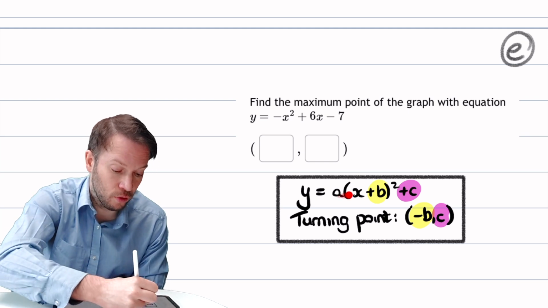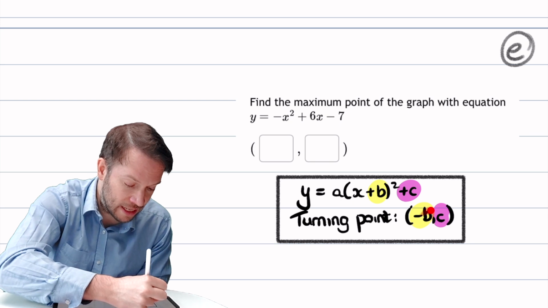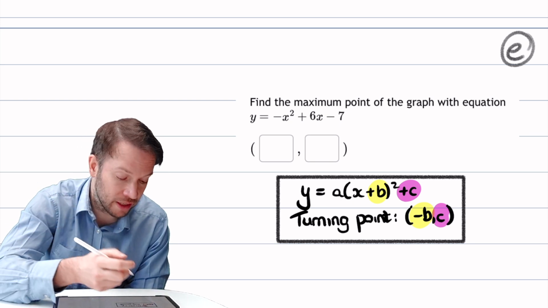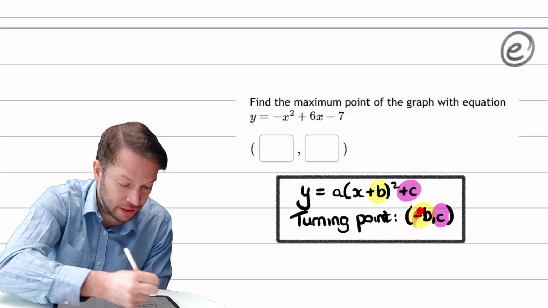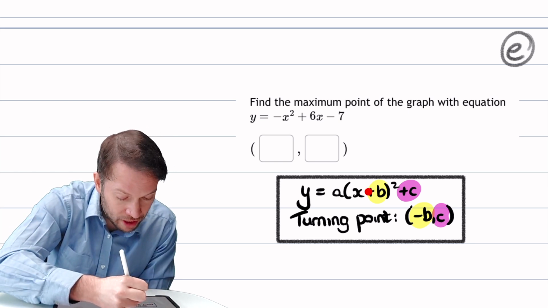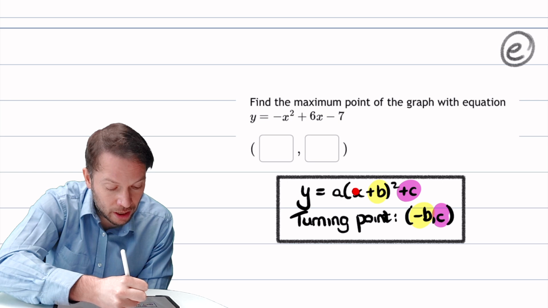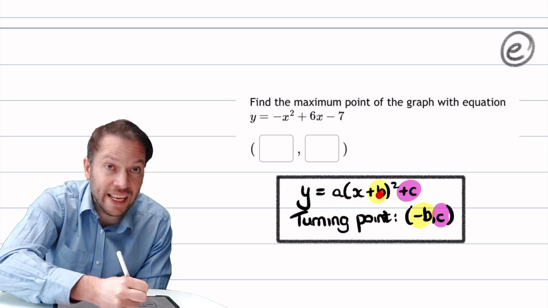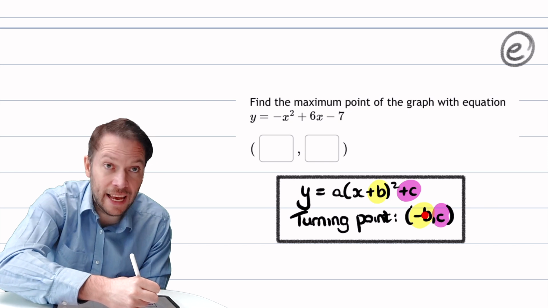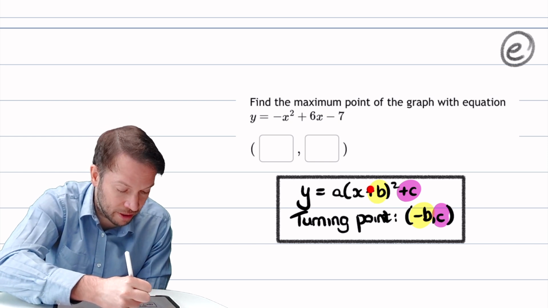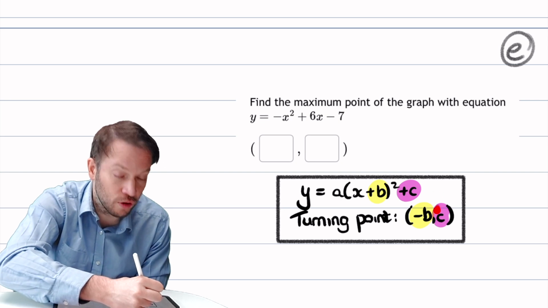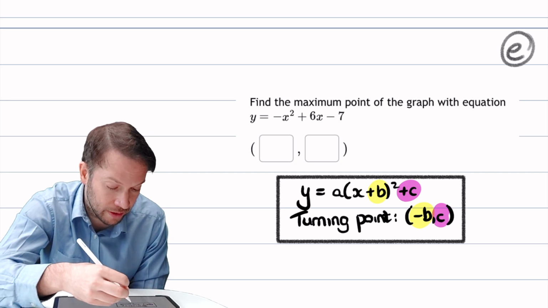And if we got it in this form, we saw why we end up with a turning point, and a turning point could be a maximum point or a minimum point. So remember, whatever the number was after the x in this square bracket, so that plus b, you negate it, and that becomes the x value of your turning point. So the plus b becomes minus b. And then the thing after the squared was just the y value of your turning point.